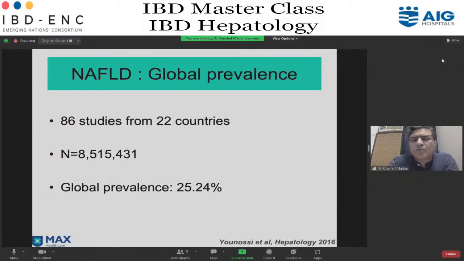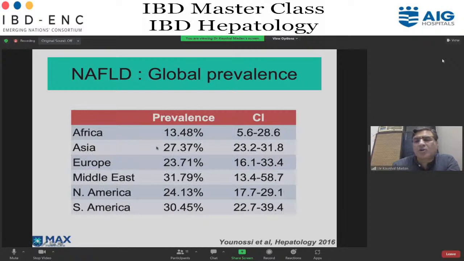If we look at the global prevalence of non-alcoholic fatty liver disease, this is a systematic review of 86 studies from 22 countries, global prevalence of almost 25%. In Asia, about 27%.